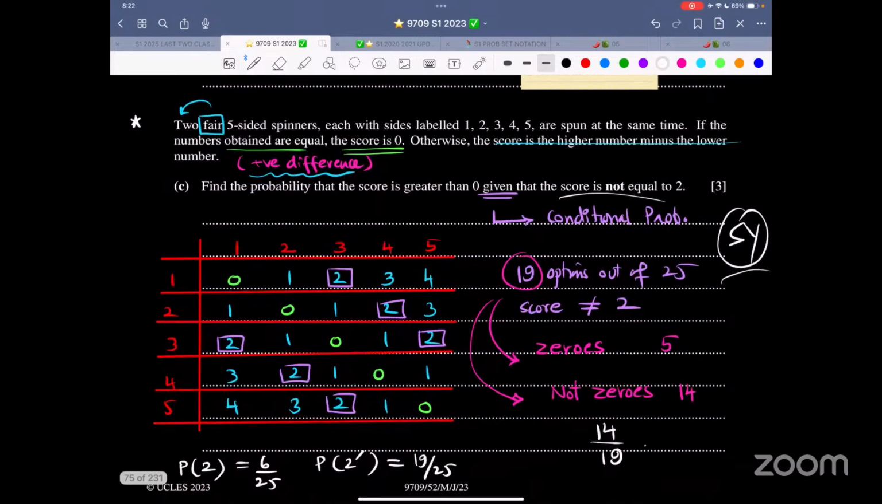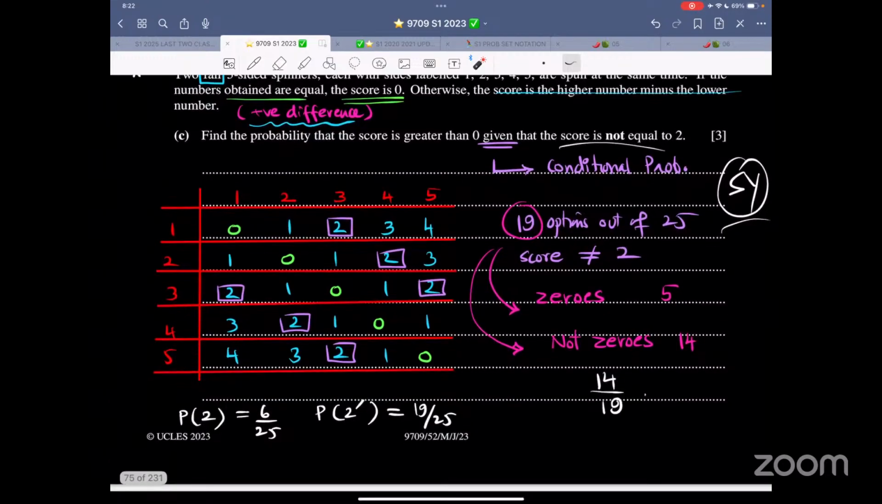Now it says the score is greater than 0. Now out of these, because the condition has happened, out of these, the score is greater than 0. So ignore these. How many of these numbers are greater than 0? So first of all, there are 19 options over here, and the score does not equal 2. And out of those 19 options, 5 were already gone, and there were 6 2s. Got the idea? So what is left? 25 minus 5 is 20. 20 minus 6 is 14. So the non-zeros were 14. The answer is 14 over 19.